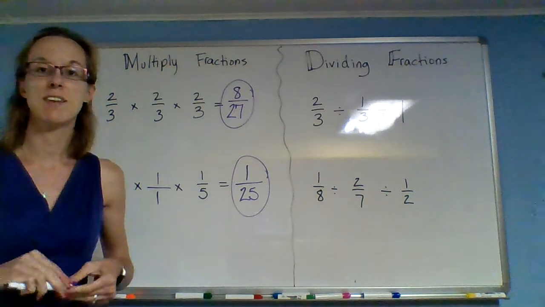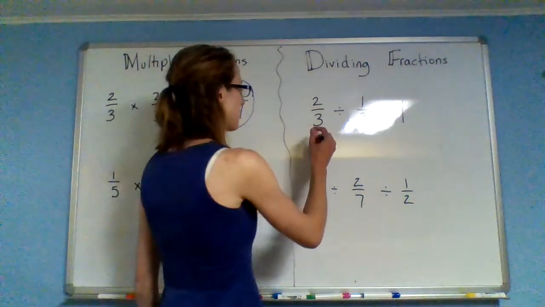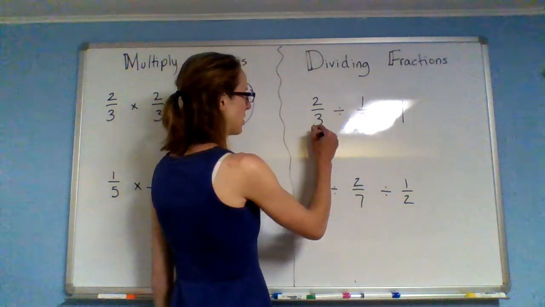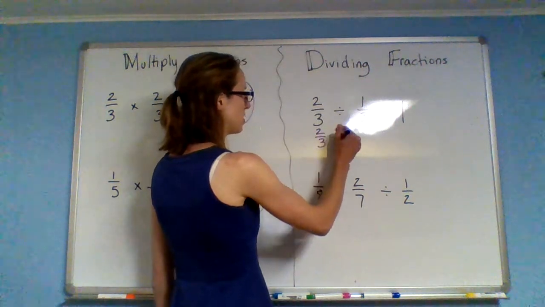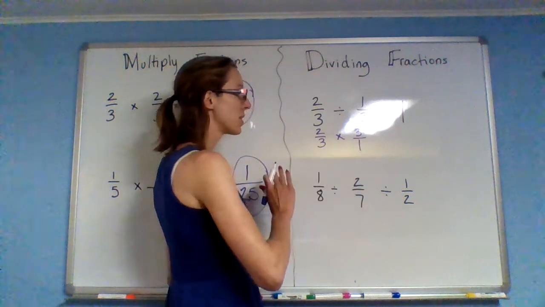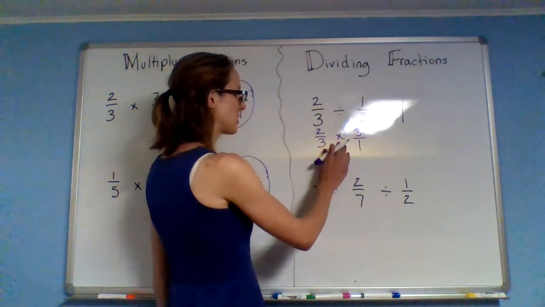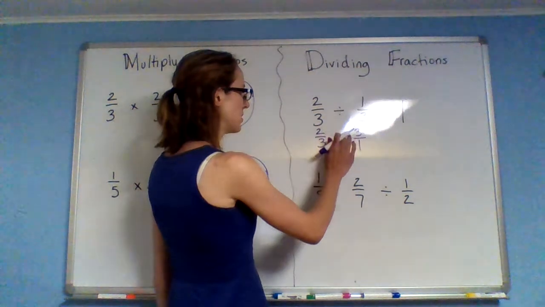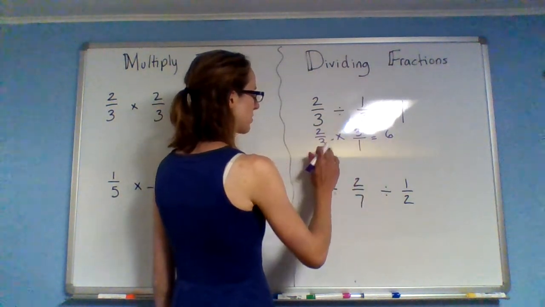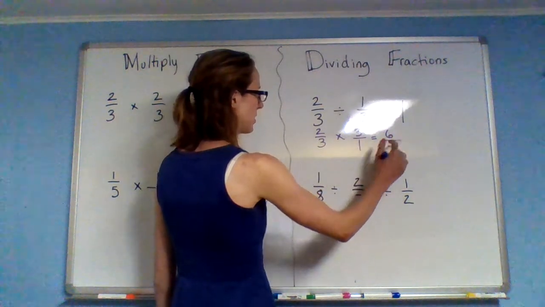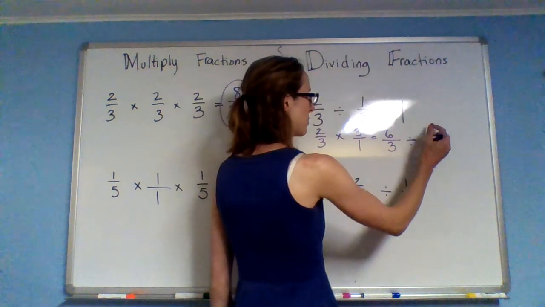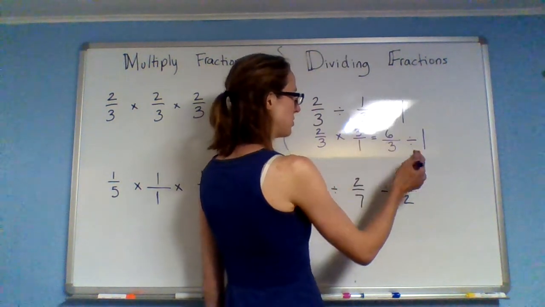Moving over to my dividing fractions side. I keep the first number the same, so I have 2/3 divided by 1/3 divided by 1. Keep, change, flip. I'm going to solve that problem first. 2/3 times 3 over 1. Top 2 times 3 is 6. 3 times 1 is 3. Now I have 6/3 divided by 1 left to do.